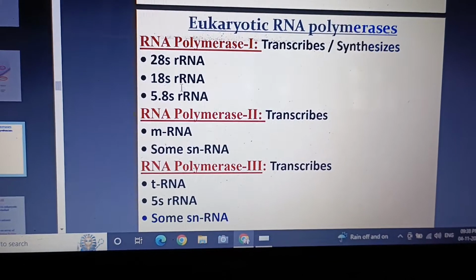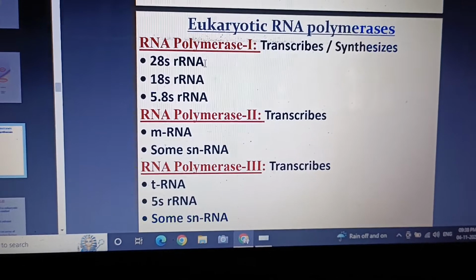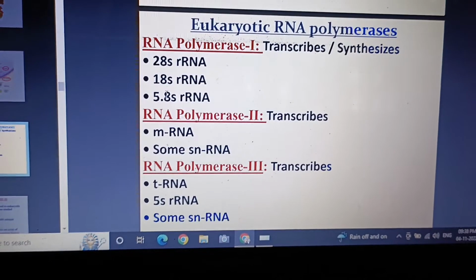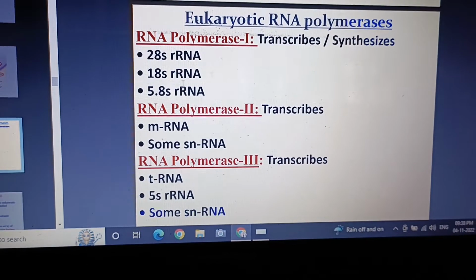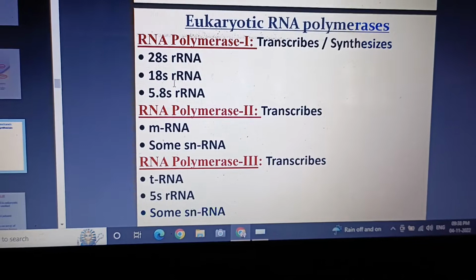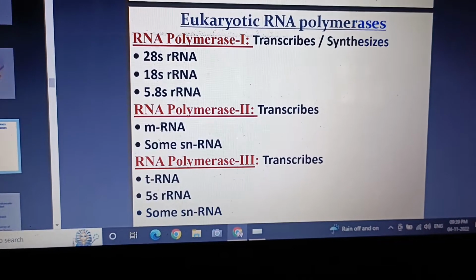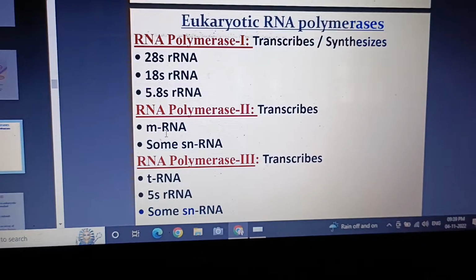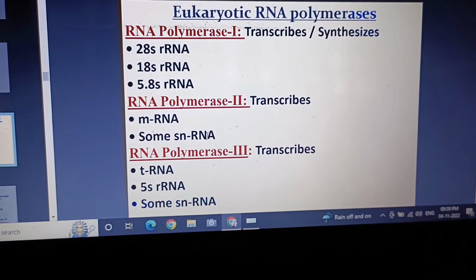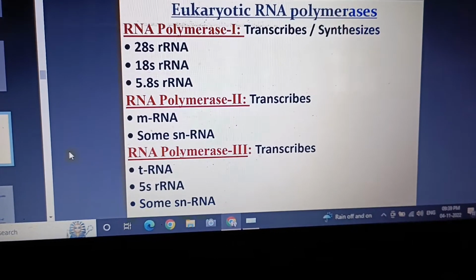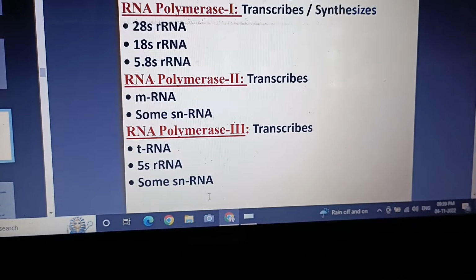These are the subunits, which have 28S rRNA, ribosomal RNA, and 18S, 5.8S. Why these kinds of subunits may vary according to the organism. Okay, RNA polymerase 2: mRNA, some snRNA. These are the types of RNA polymerase 2. RNA polymerase 3: tRNA, 5S RNA, some snRNA. These are all coming under RNA polymerase 3.